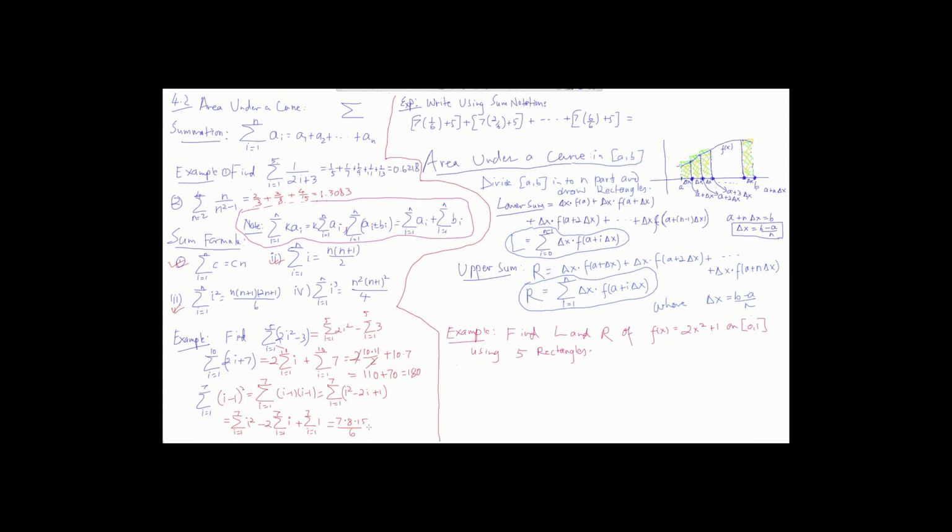And then minus 2 times what is the sum of i formula? It is n times n plus 1 over 2. But what is our n? 7. So 7 times 8 over 2, right? And then plus the sum of 1, 7 times, so 7 times 1, because the formula is c times n. So what you get here, if you use a calculator, the answer is 91 here.